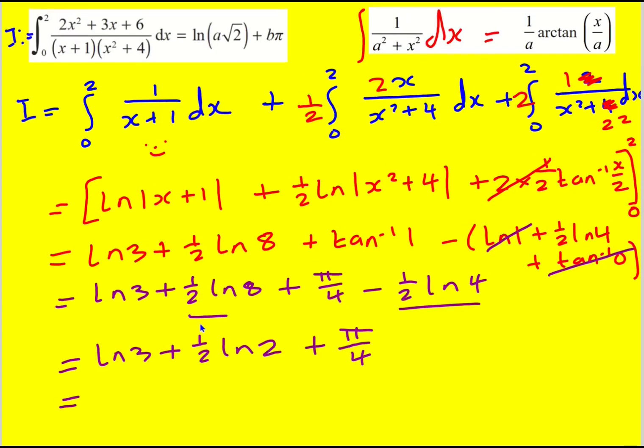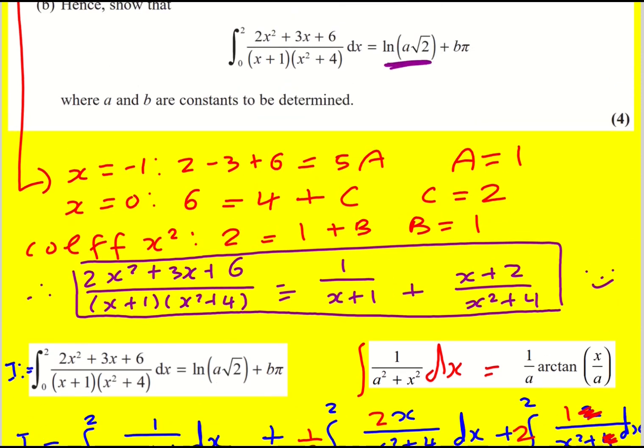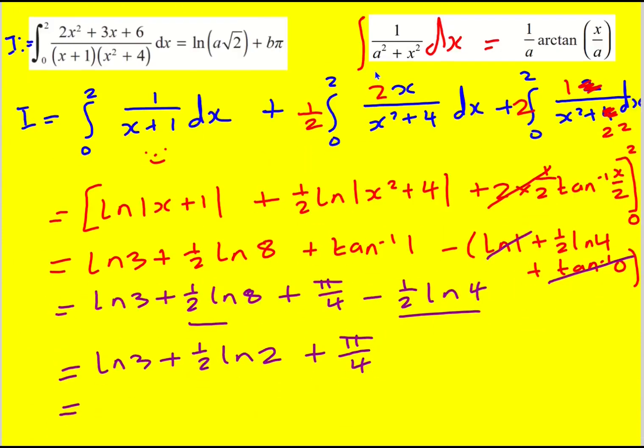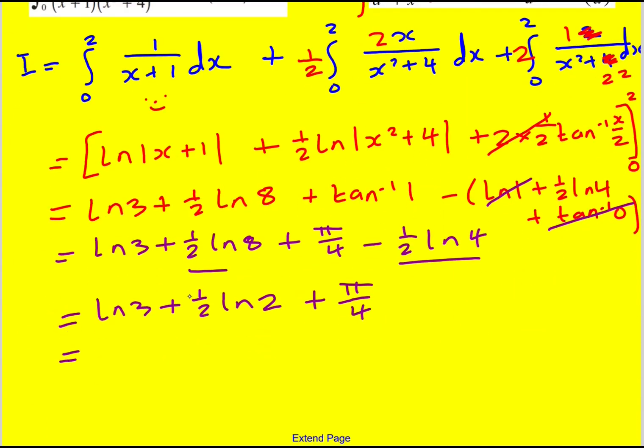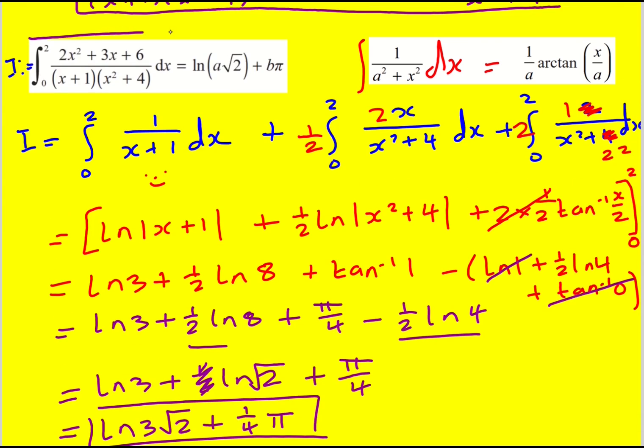Okay, and we are very close. Just bear in mind, we're asked to leave our answer as ln of a root 2. So that is precisely what will happen here. That half, I can just raise 2 to the power of a half and then write it as root 2. I'm going to get ln of 3 root 2 plus a quarter pi. That is our answer to this integral. Lovely.